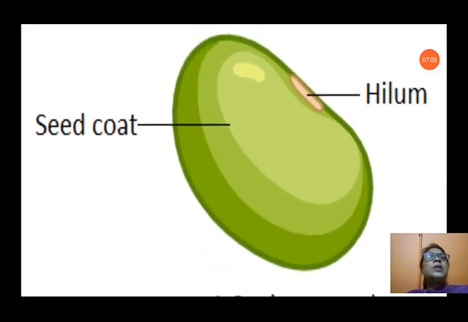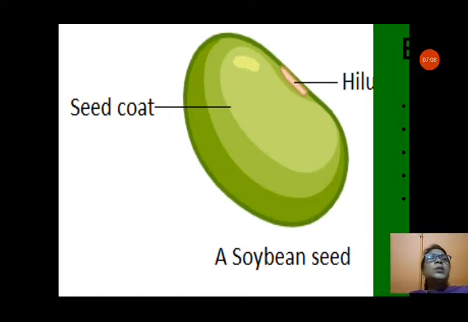A soybean seed, green color, is shown. The hilum is also shown in the seed coat. You can see the seed coat.